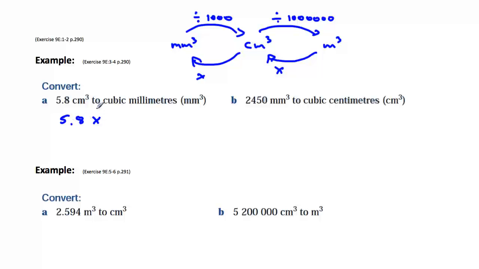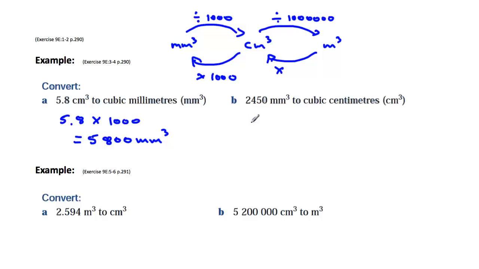All right, so if we're going to go from centimetres cubed to millimetres cubed, we're going to times by 1,000. So that's our factor. And when we times that by 1,000, we get 5 times 1,000, so that's 5,800 millimetres cubed.